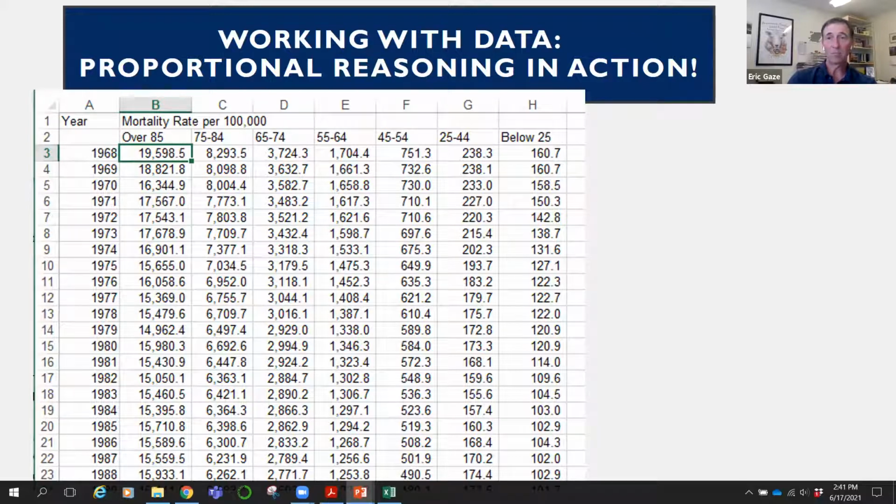Data is just a bunch of numbers. So here we have mortality rates per 100,000 people from 1968 on. The years are going down in the rows by demographic group, starting with the over 85 cohort, who of course have the highest mortality rates, all the way down to the below 25 youngest cohort, much smaller mortality rates. We want our students to be able to take data, take a bunch of numbers that look like this, and tell a story with it.